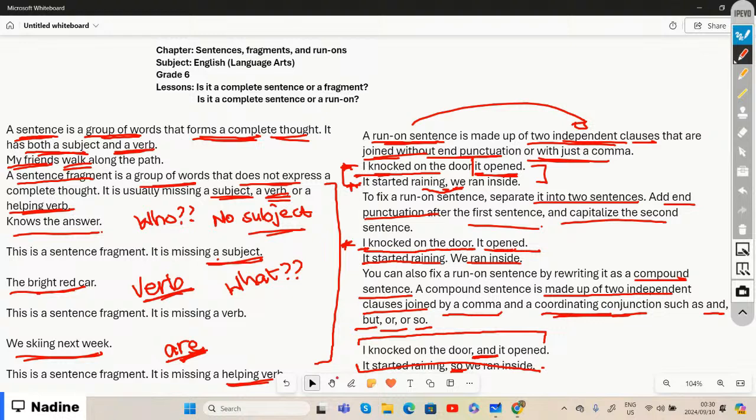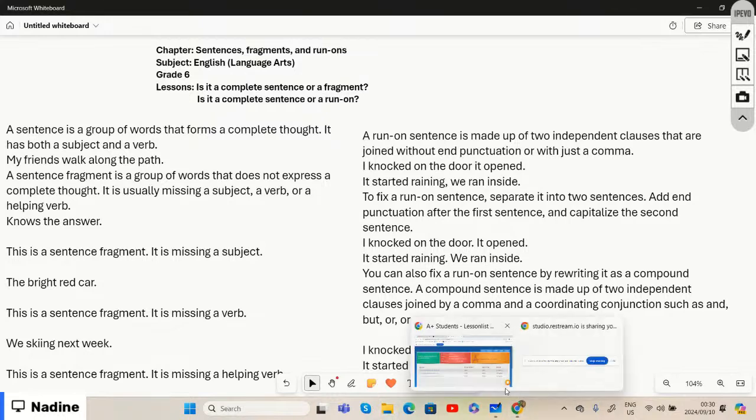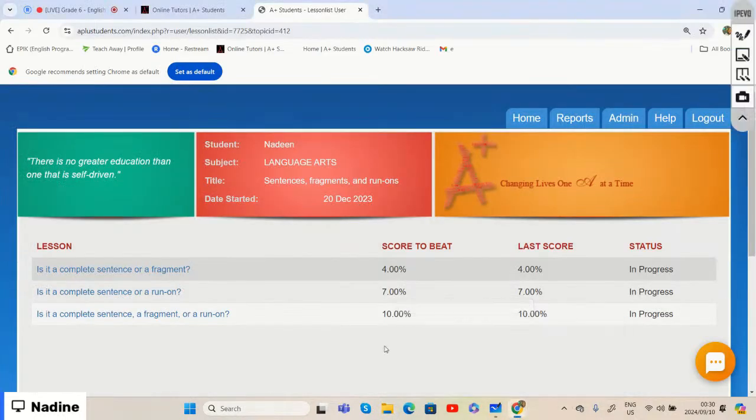All right. Okay, so now let's go to aplusstudents.ca. And we are going to say, is it a complete sentence or a fragment? And we're going to say, is it a complete sentence or a run-on? So we're just going to focus on these two lessons, and then when we do our next session, we're just going to wrap it up.